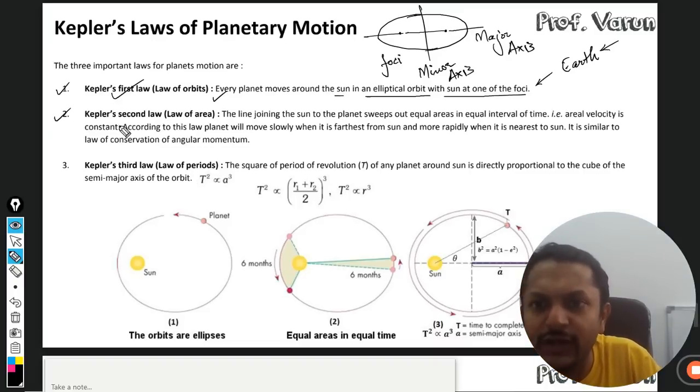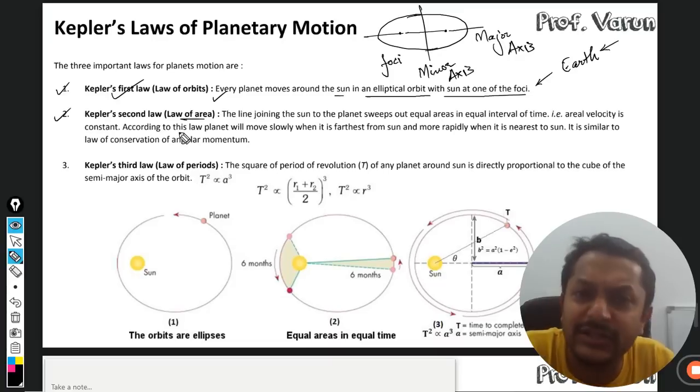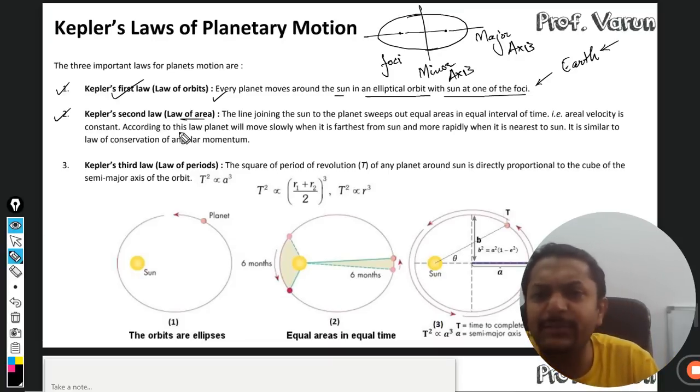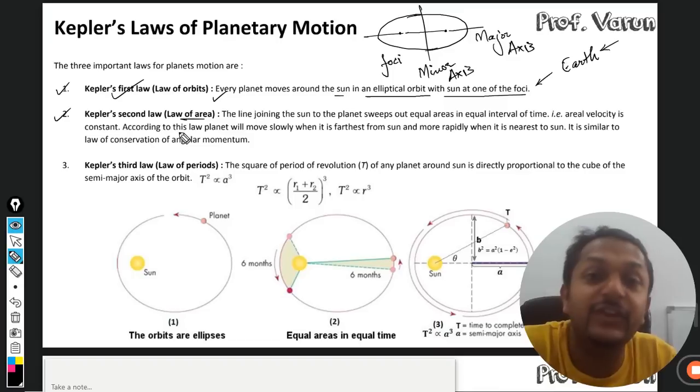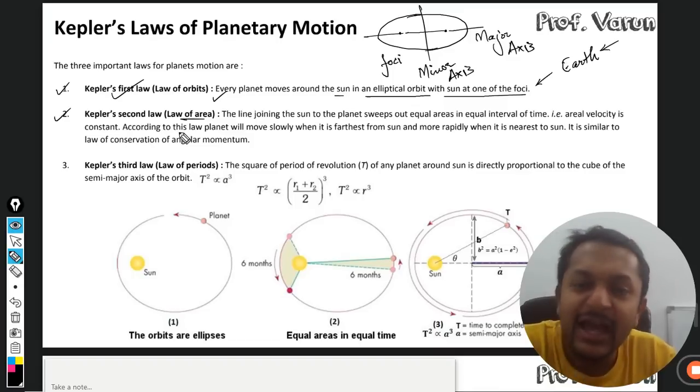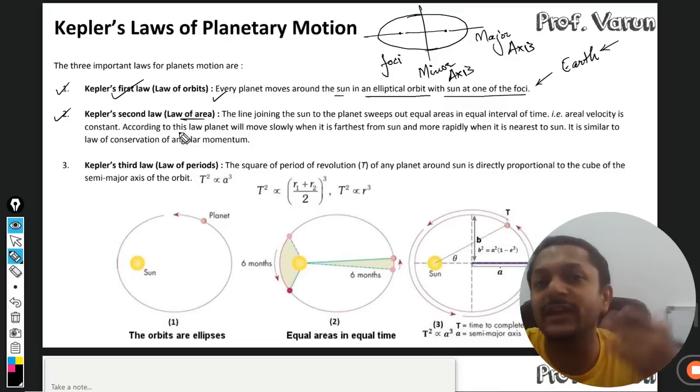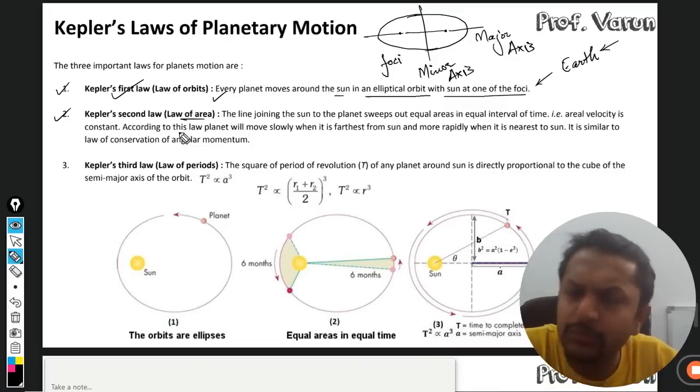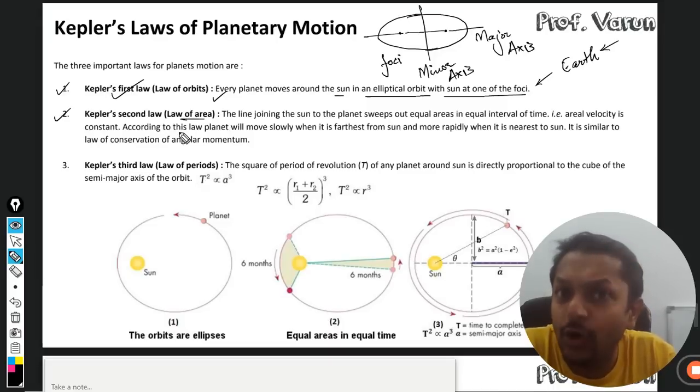Let us move to the second law. Kepler's second law is the law of areas, which is very, very important to understand. Listen to this. Now we want to comment on the velocity, or the speed, at which the planet is moving in the orbit. Your question should be: is that constant? Well, the answer is no, it is not constant.